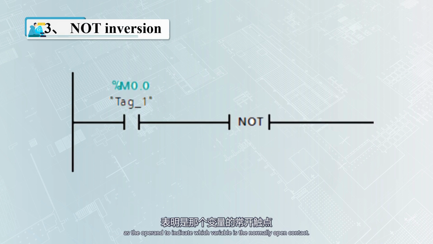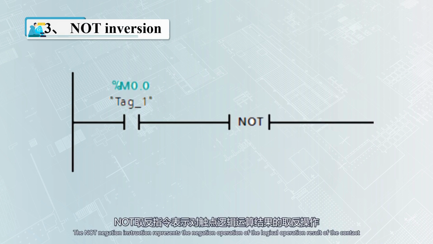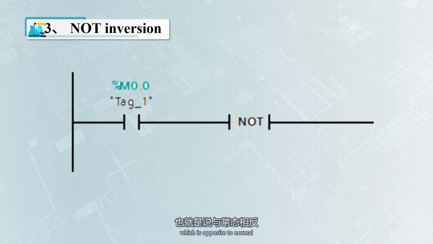The NOT negation instruction represents the negation operation of the logical operation result of the contact, which is opposite to normal. When there is no signal passing on the left side of the NOT contact, there is a signal output on the right side of the NOT contact. On the contrary, if there is a signal passing on the left side of the NOT contact, there is no signal output on the right side of the NOT contact.